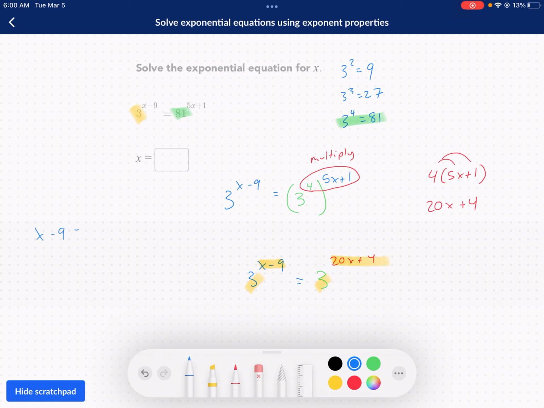I'm going over here now, looking for extra space. 20x plus 4 is equal to x minus 9. I like getting the x's together first, so I'm going to subtract x from both sides, and that gives me 19x plus 4 is equal to negative 9. I'm going to subtract 4, and that gives me negative 13 equals 19x. And now I finish it off by dividing by 19.